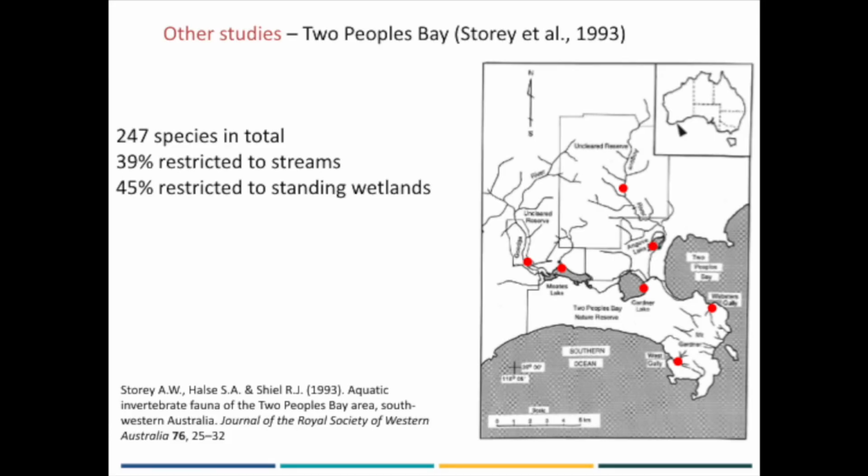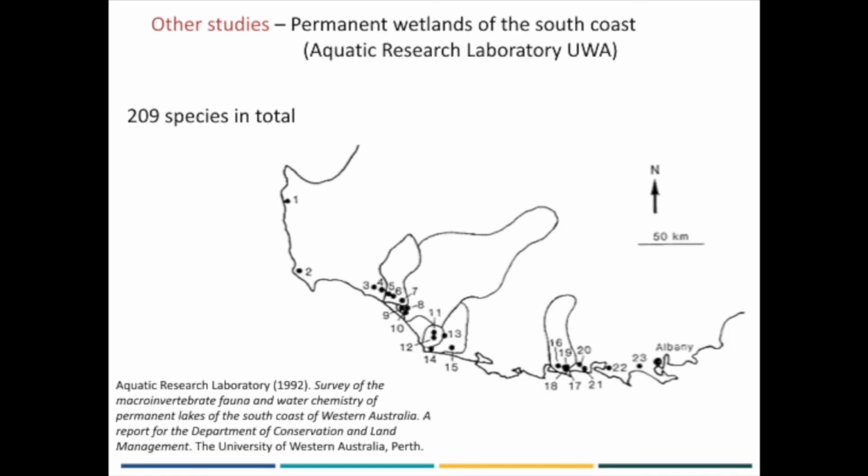Now, I'm just going to hit on a couple of other surveys that occurred within this area as well. So we had a survey by Story et al. in 1993, working within the Two Peoples Bay region. They identified 247 different species. 39% were restricted to streams and 45% were restricted to standing wetlands. And then we had a bit of an older survey here from the Aquatic Research Laboratory in 1992 that focused on permanent wetlands in the South Coast, where they recorded a total of 209 different species.